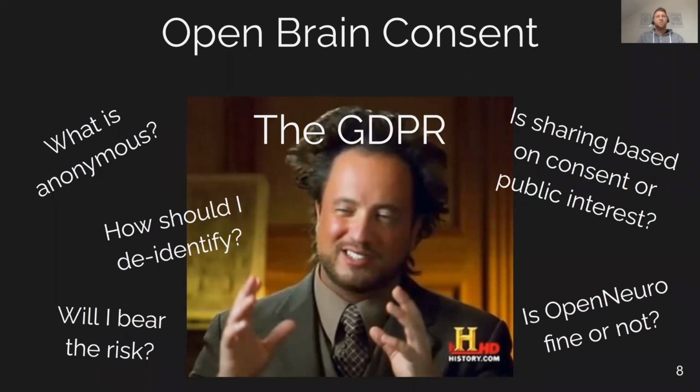But it's quite complicated with the GDPR to figure out what exactly does anonymous mean, how do I de-identify my data, etc., and can I share it somewhere, for example, a repository called OpenNeuro, which is located in the US, or can I not? All of these questions, and I personally encountered a lot of this with my PhD project.